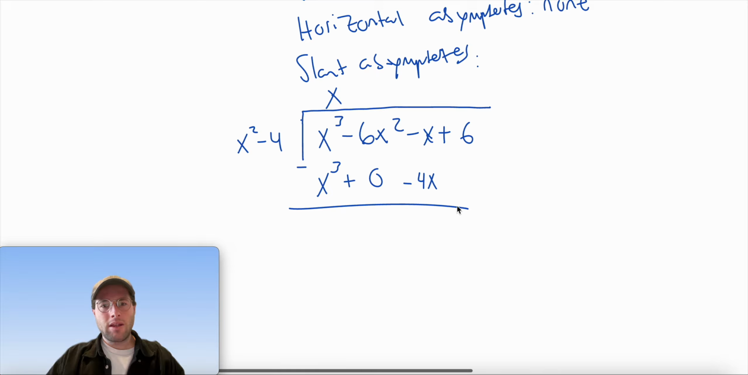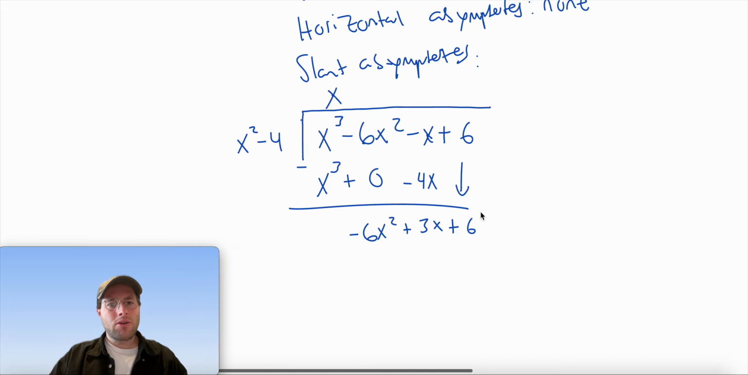I'm going to go ahead and subtract these. Those cancel out. The -6x squared is going to drop down. And then -x minus -4x is going to be -x plus 4x, which will be a positive 3x. And now we're going to want to repeat the process here, seeing what we can multiply x squared by to get -6x squared. Oh, sorry. Actually, we want to drop this 6 down here in this step.